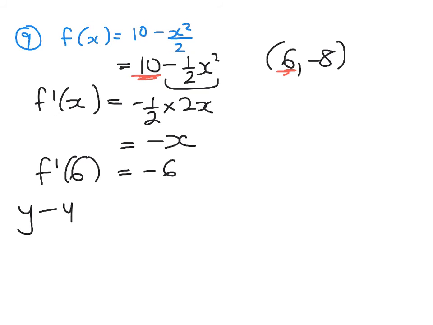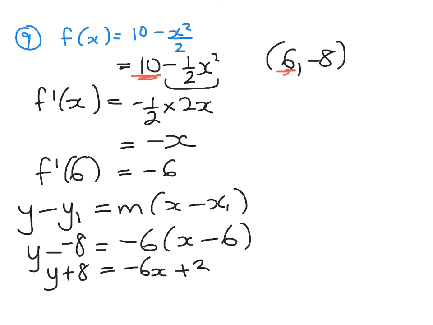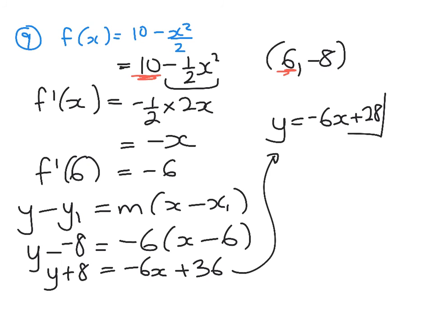So y minus y1 is equal to m times x minus x1. Y minus negative 8 is equal to negative 6 times x minus 6. Y plus 8 is negative 6x plus 36, giving me my final answer for the equation of the tangent as y equals negative 6x plus 28. So there you go. So there's 4 that are very, very similar.